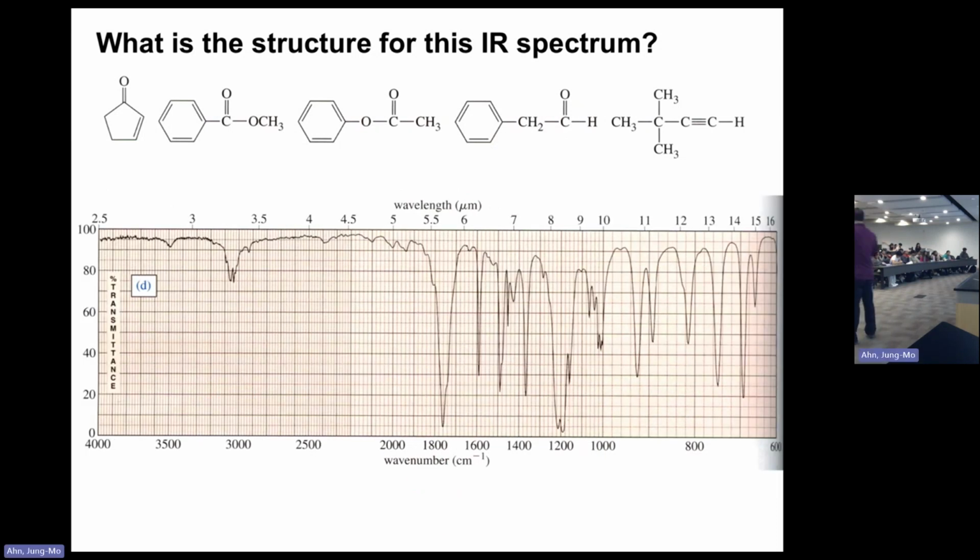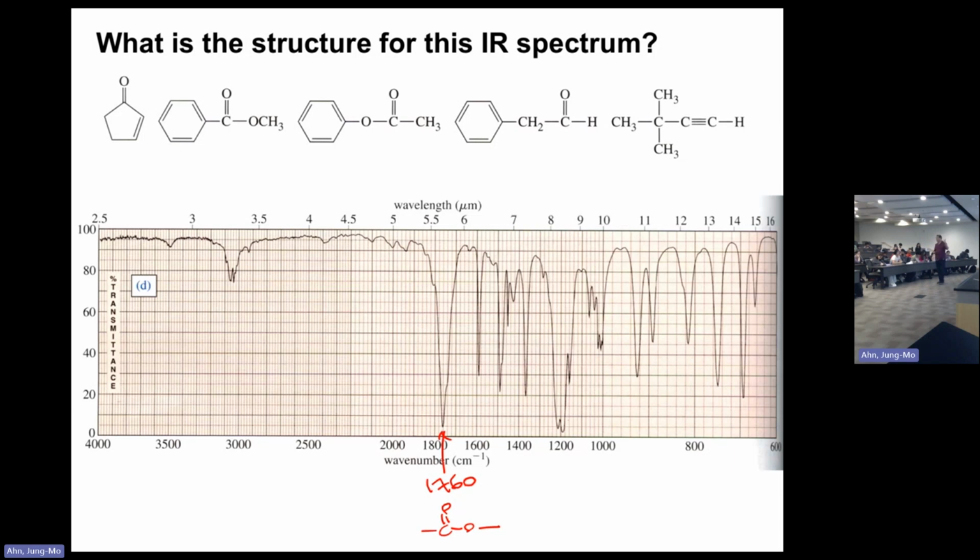All right, the next one. We do have a strong signal going down there, right? That's the first thing you can recognize. And then the numbers are 1720, 1730, 1740, and 1760. I would say 1760. The 1760 is definitely higher than 1720, the typical carbonyl number.